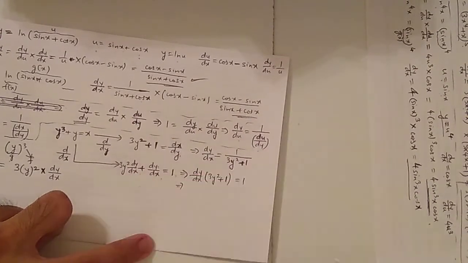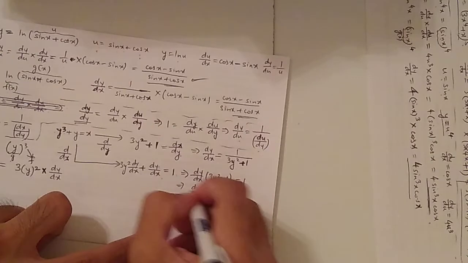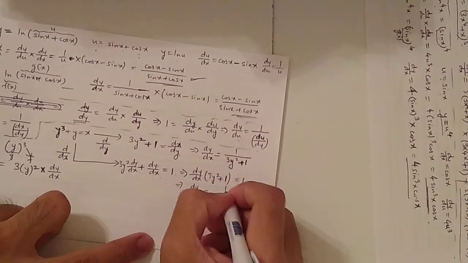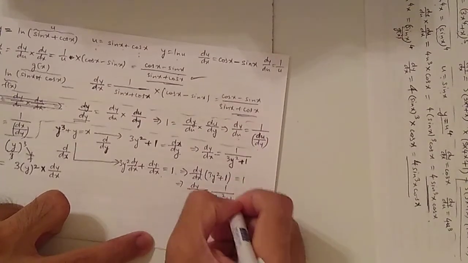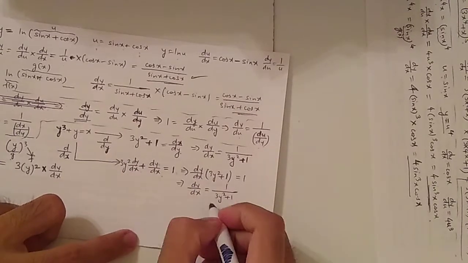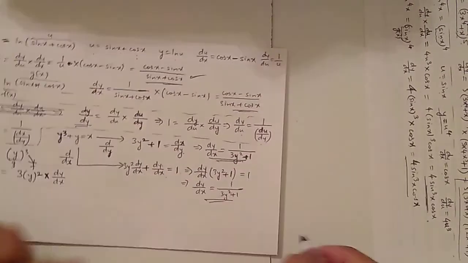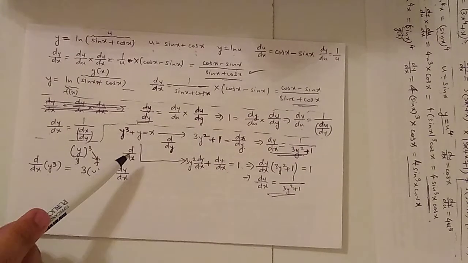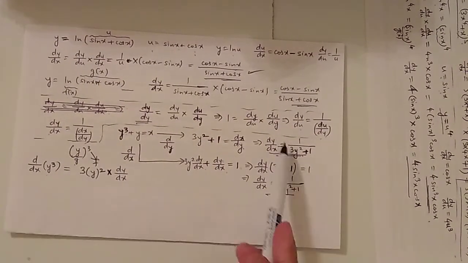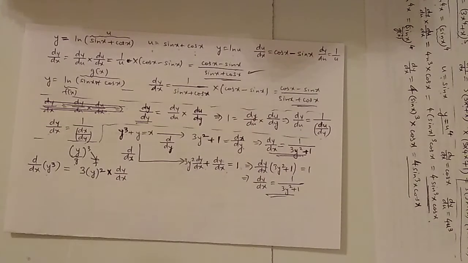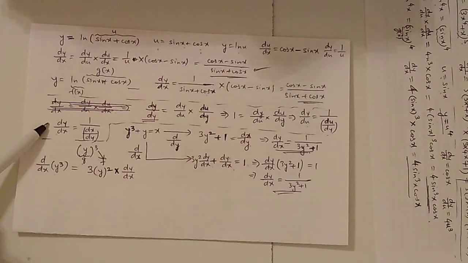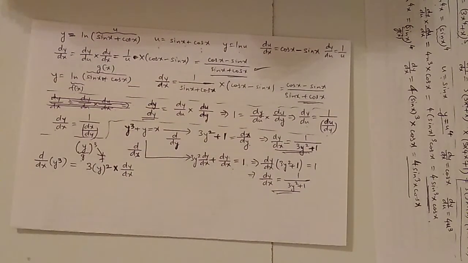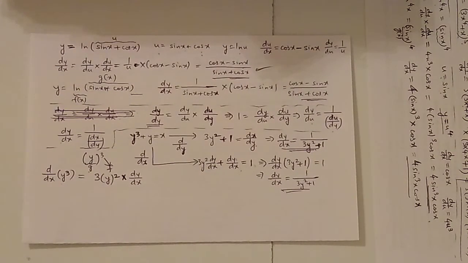And finally, if we rearrange the expression, you get dy by dx is equal to 1 divided by 3y squared plus 1. And this is the same expression that you got in the previous case. So it does not matter whether you differentiate with respect to y or with respect to x. At the end, when you use either the chain rule with dy by dx equals 1 by dx by dy, or the general chain rule, in both cases you're going to get the same answer.